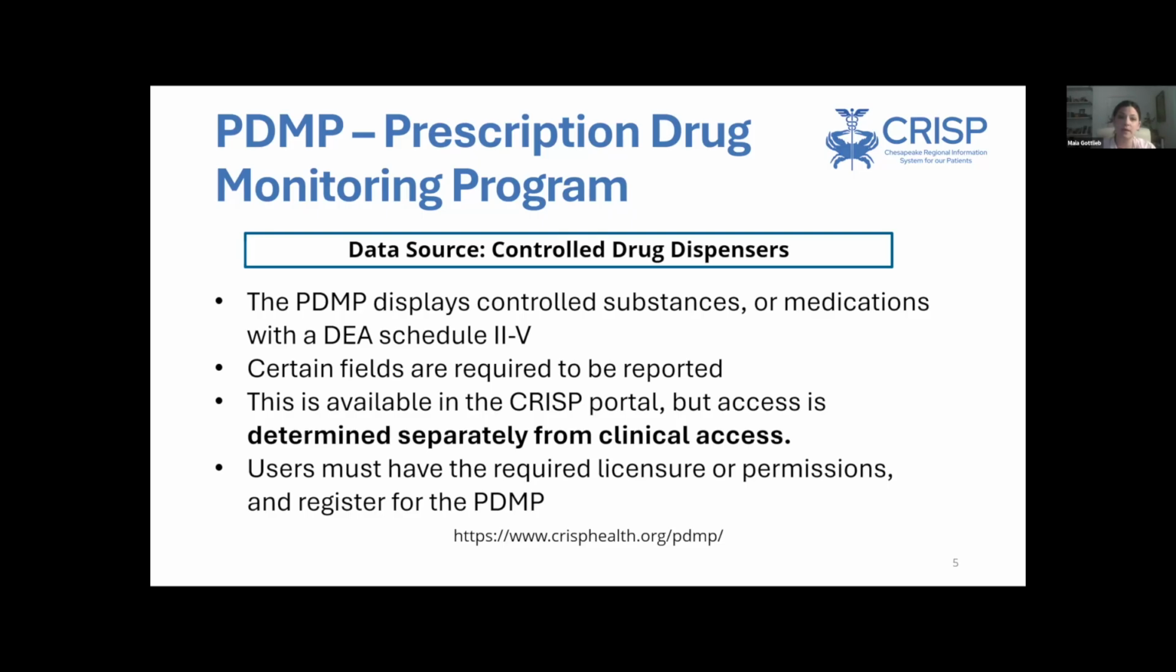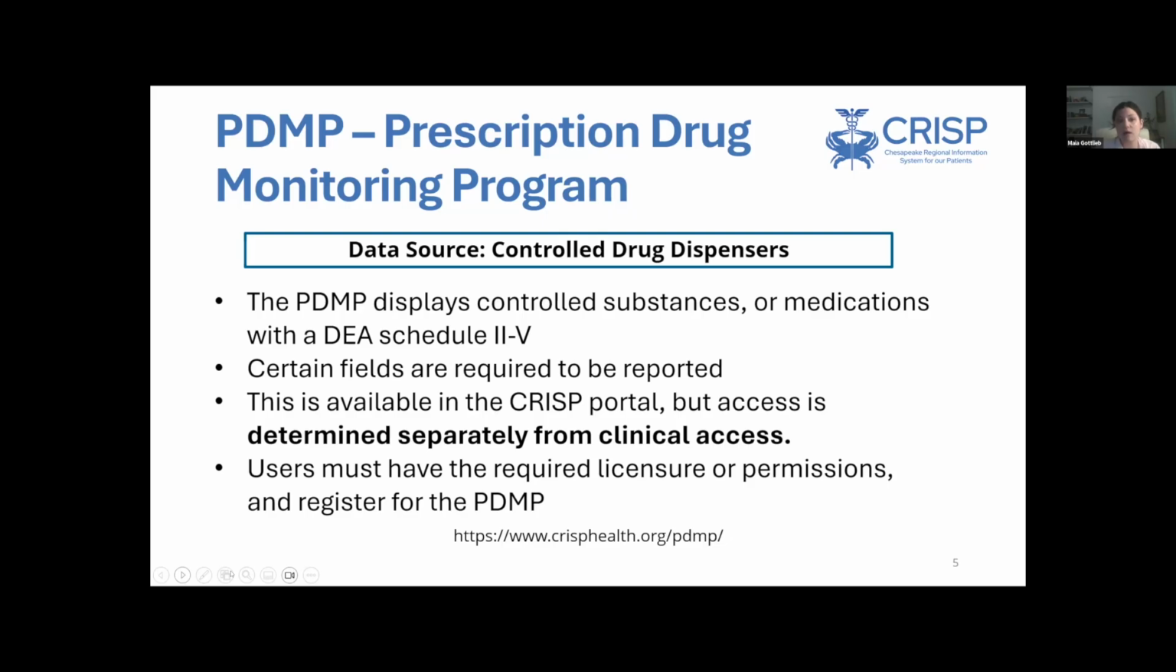So for the PDMP, you have to register specifically for the PDMP, and you have to be a prescriber with a controlled substance license in order to get access, or a delegate of someone with a controlled substance license. So that's different from clinical, which is done through your organization, right? So many folks may have both, PDMP and clinical data. Some folks may only have PDMP, some folks may only have clinical data.